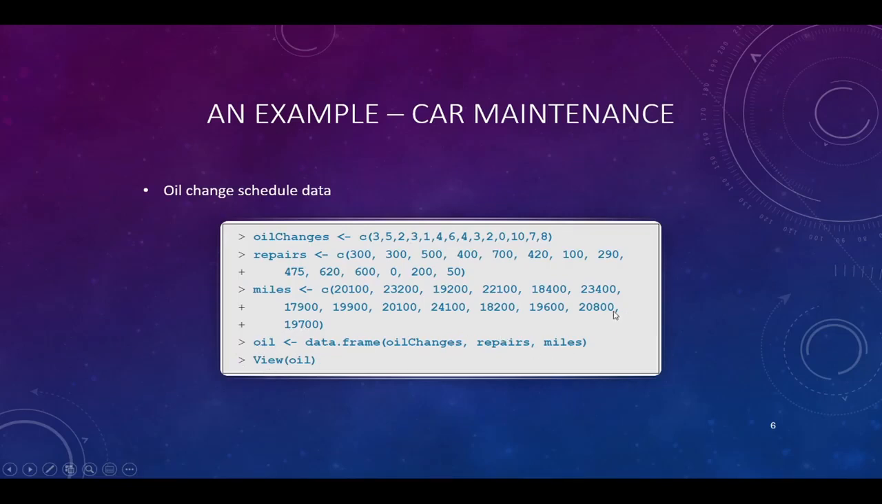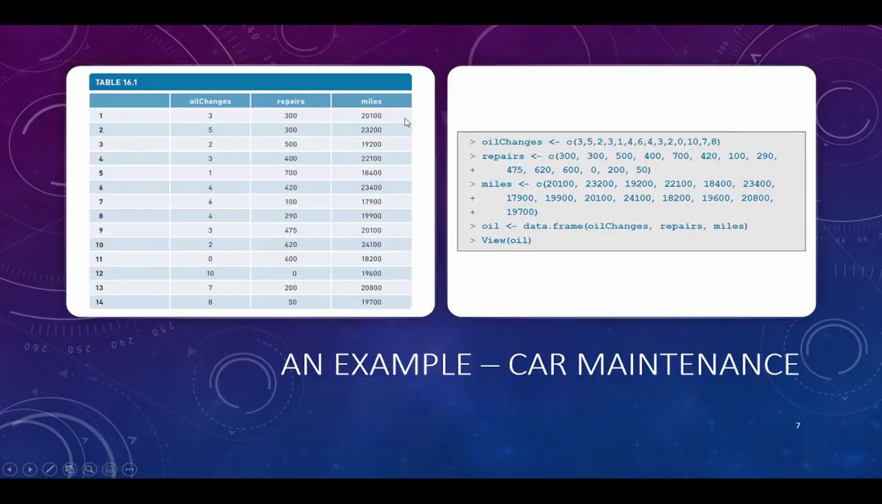Now, if I say view oil, let's take a look at it in tabular form. This is our data set. Our first column is the number of oil changes in the past 3 years. The second column is the cost of repairs, total cost, and the third is the number of miles driven in each vehicle. So for our analysis, the independent variables are going to be the miles and the oil changes. The dependent is going to be the repairs, because we want to see if oil changes and miles have any effect on the amount that we spend in repairs.